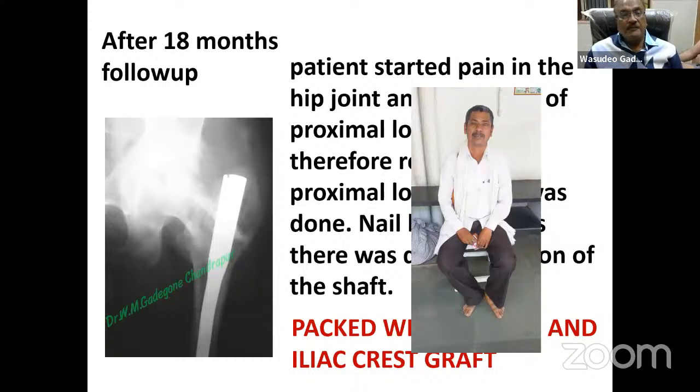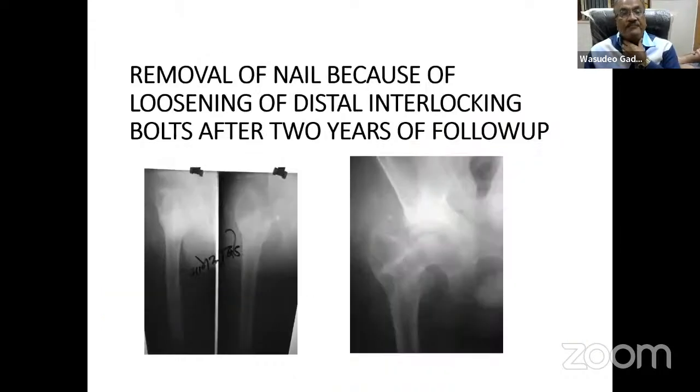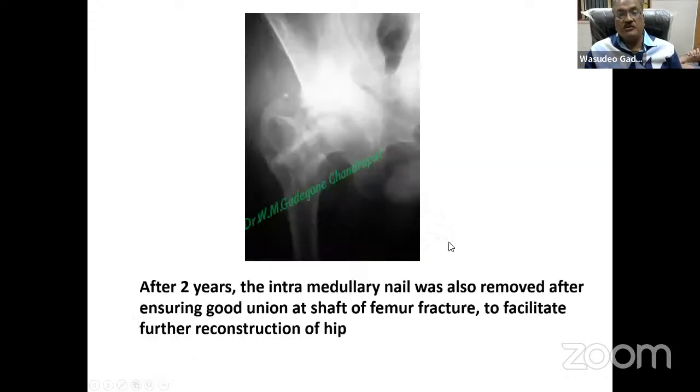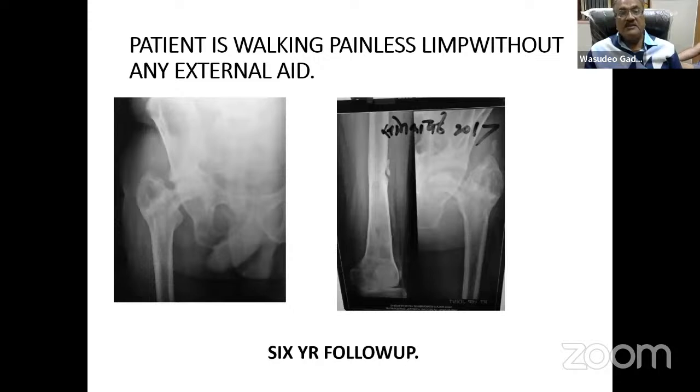Then the patient started having pain, and you can see here, I removed both the screws and packed with iliac crest grafts. Then again, I observed for some time, and removed the nail because of loosening of the distal interlocking bolts after 2 years of follow-up. And this was the clinical picture. After 2 years, there was a collapse of the femoral head, and there is telltale evidence of this fibula, which I put inside after removal of the screw. You can see after 2 years, the patient was walking painless, with a limp, without an external aid.